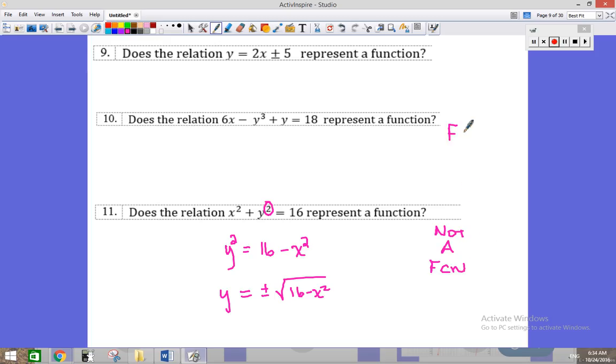This one was a function, and this one is not a function. Alright, so I hope that helps.